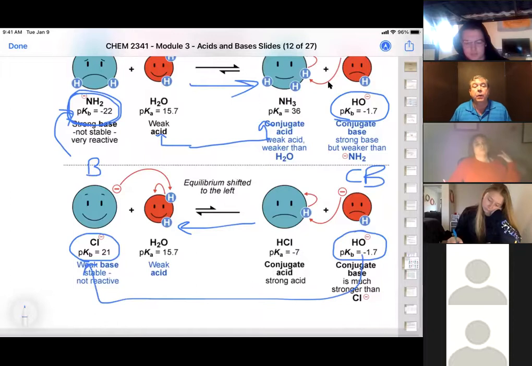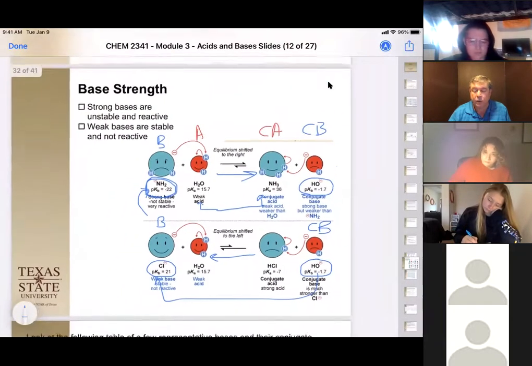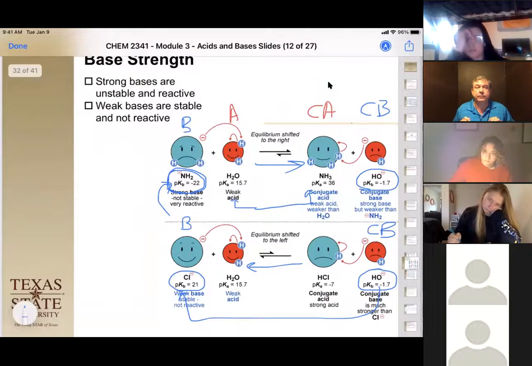Okay. And again, we're only comparing one or the other, either the pKa or the pKb. But I want to do base strength for the next few slides. Questions on base strength? Okay.